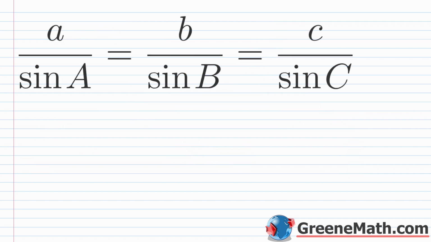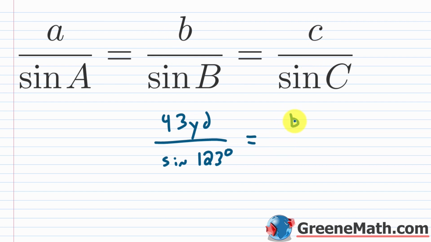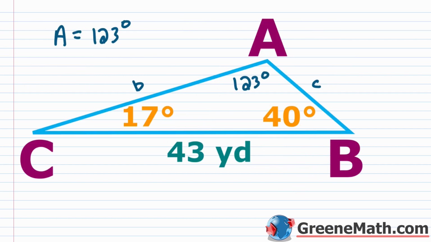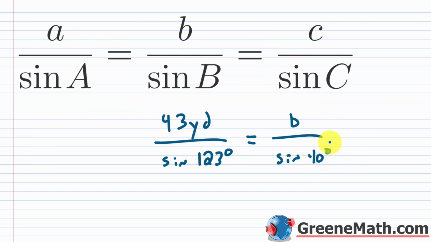We'll build a little ratio out of that. So we'll put 43 yards over the sine of 123 degrees. And we'll set this equal to, again, just this guy and this guy. You're going to do them each individually. So let's go lowercase b over the sine of, what was the measure of angle B? Let's go back. That was 40 degrees. So let's put this in here like this. And maybe I'll make the 4 a little bit better. And we'll just multiply both sides here by the sine of 40 degrees.